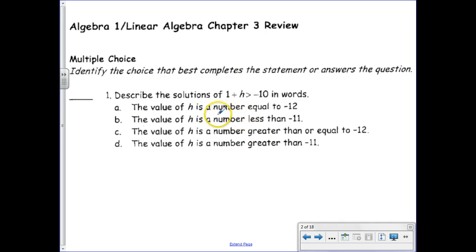So number 1, describe these solutions in words. First, you really should solve this. In order to do that, you would subtract 1 from each side of the inequality to get h is greater than negative 11. So basically it means any number that is larger or bigger than negative 11. When I look at these, I'm already going to wipe out A and C because those say negative 12. Then look for the difference between B and D and choose D, numbers that are bigger than negative 11.